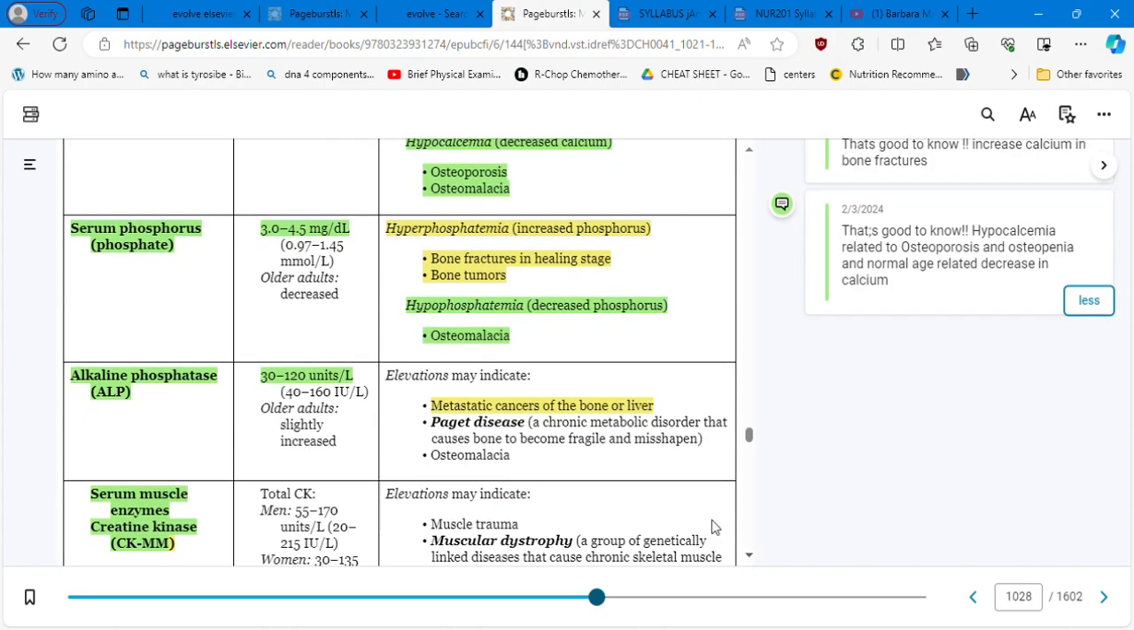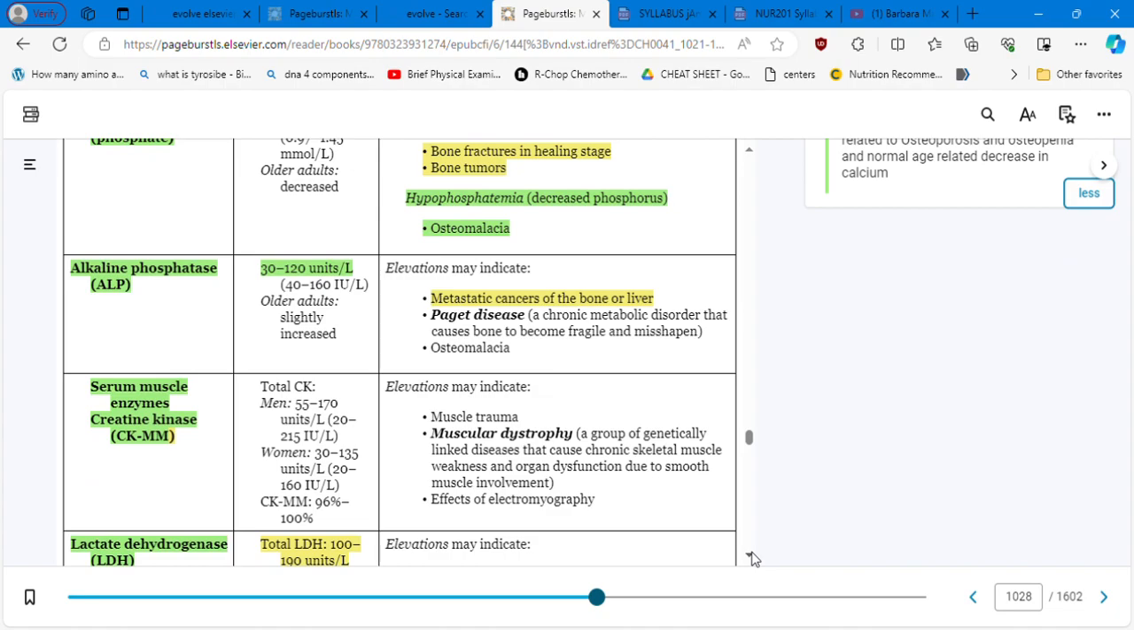Serum phosphorus 3 to 4.5: hyperphosphatemia is related to bone fractures in the healing stage and bone tumors. In hypophosphatemia, decreased phosphorus, think osteomalacia. Practice and try to understand these concepts. Try to master these concepts, okay? So whenever you come across a question that gives you levels of phosphorus or calcium, you know already what conditions are related to those levels.